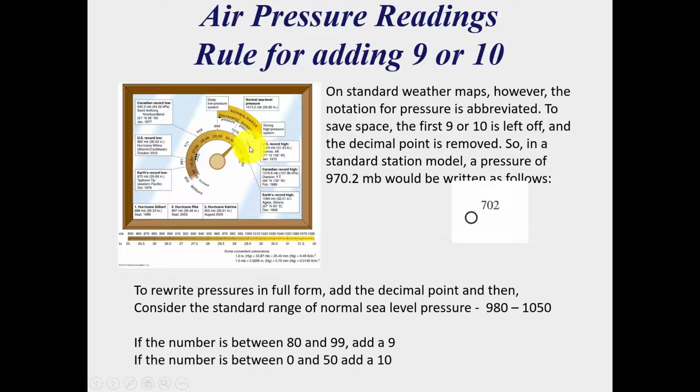Here's the general rule. If the number is between 80 and 99 after you add the decimal, you put a 9 in front of it. If the number is between 0 and 50, you put a 10 in front of it. And that makes sense because if we have something that ends up with the decimal being between the values of 80 and 99, it has to be in the 900s. If it is in the 50s, it has to be in the thousands or the tens.